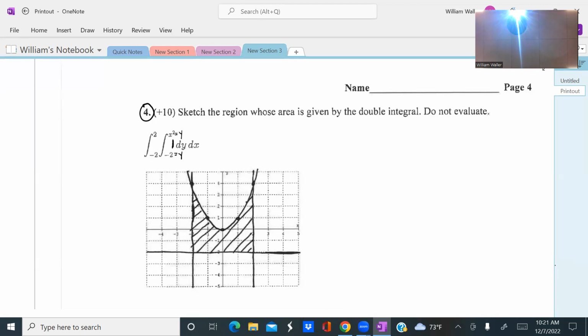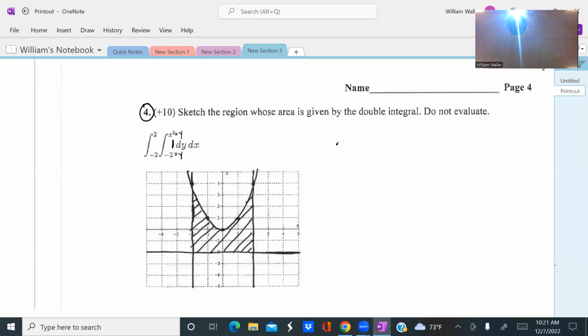And then you have to graph y equals x squared, which is just a parabola. It's this curve. When x is 0, y is 0. When x is 1, y is 1. When x is 2, y is 4. So you can plot a few points on the left and right side of the x-axis to draw that parabola. So y is going to start at -2 and go up to x squared.